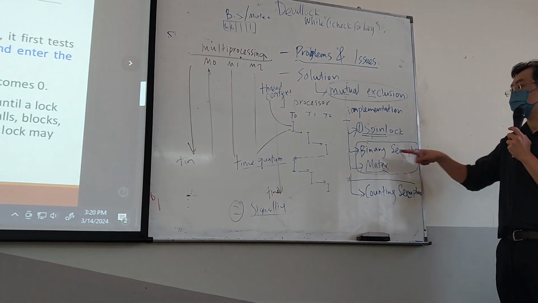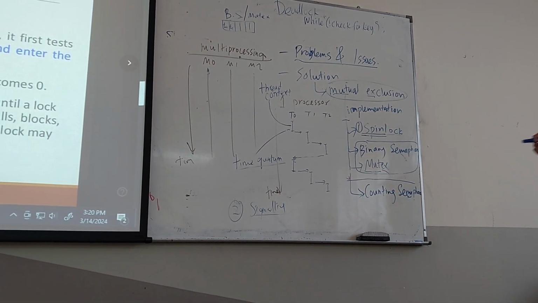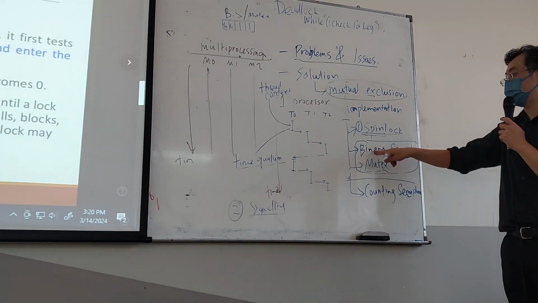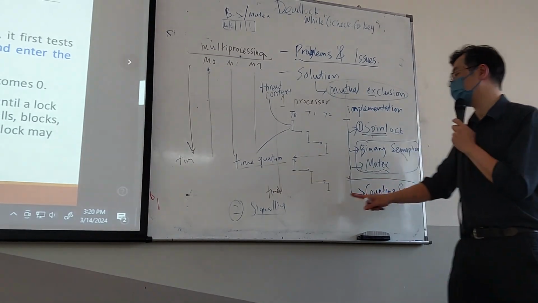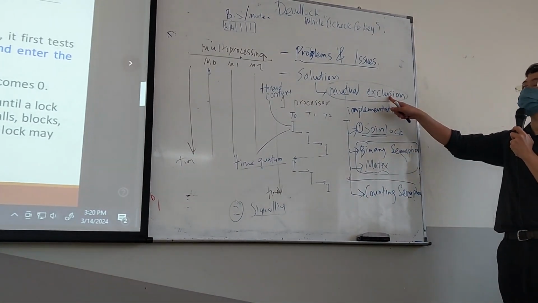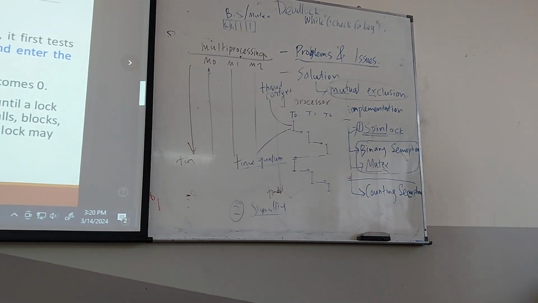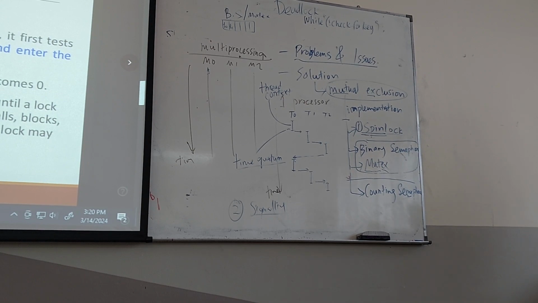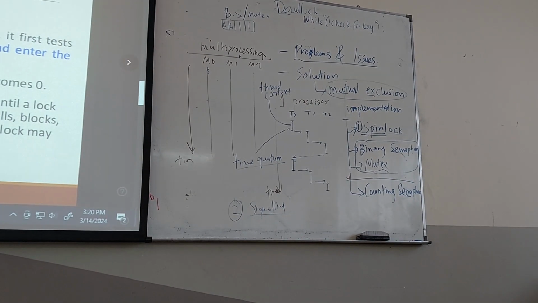So binary semaphore and Mutex are actually quite similar, except for these differences. Binary semaphore not only can do mutual exclusion, it can also do signaling. Mutex can do only mutual exclusion, but it cannot do signaling. So that is the trick. Now the final one is a bit harder for me to explain. I'll explain later.